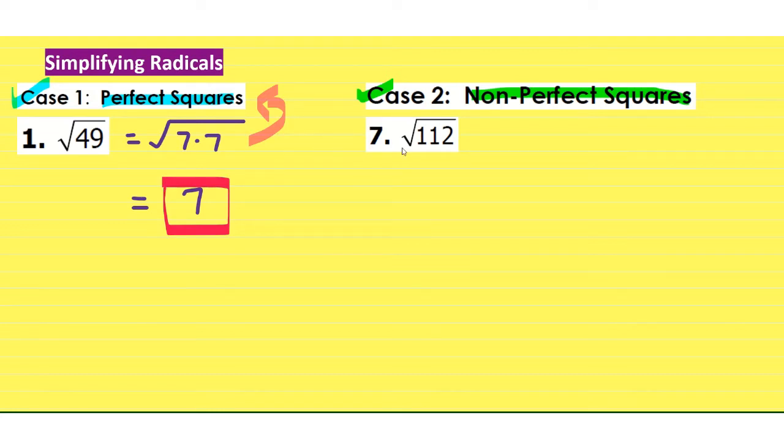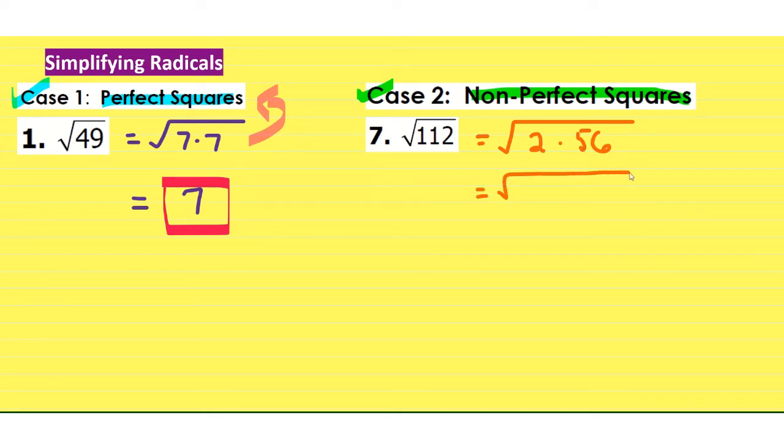That's a perfect square. Okay, so let's look over here at case number 2. Case number 2 is the square root of 112. Well, we can break that down into some factors. We can do 2 times 56, and we cannot take the square root of 56 evenly, so let's break it down some more.